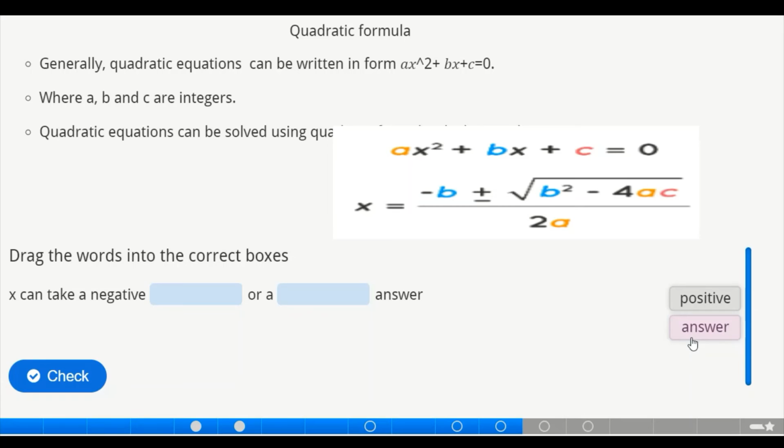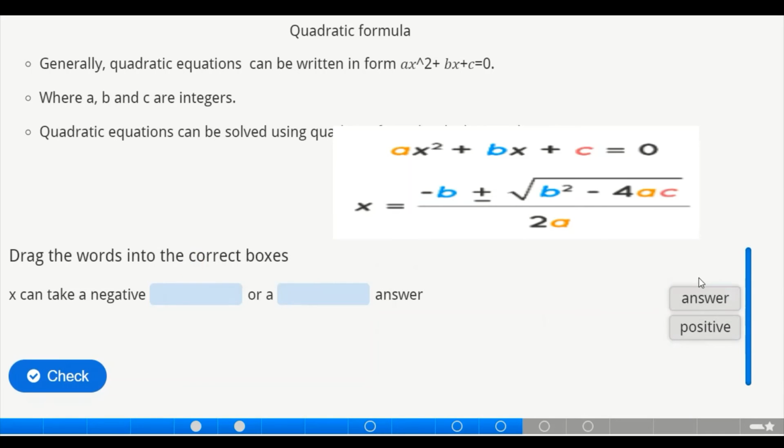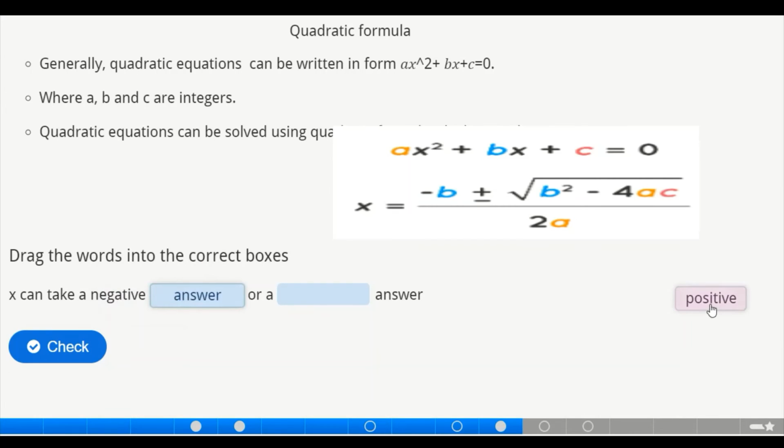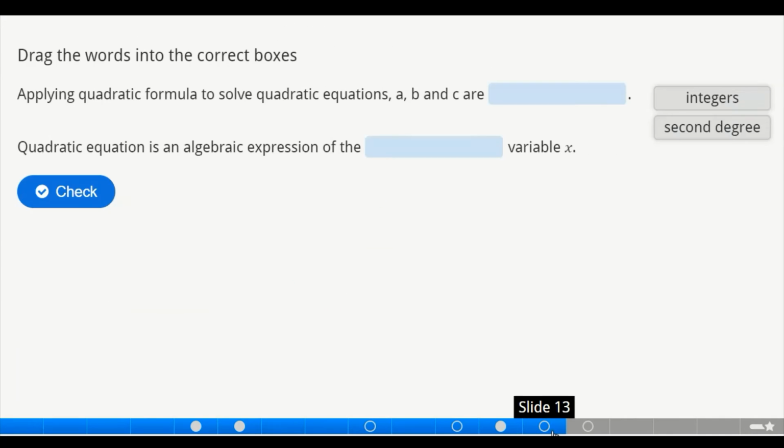So our x can take a negative answer, okay? x can take a negative answer and what? And a positive answer. So we can both have negative and positive answer for our x. So let's look at the example that we have here.